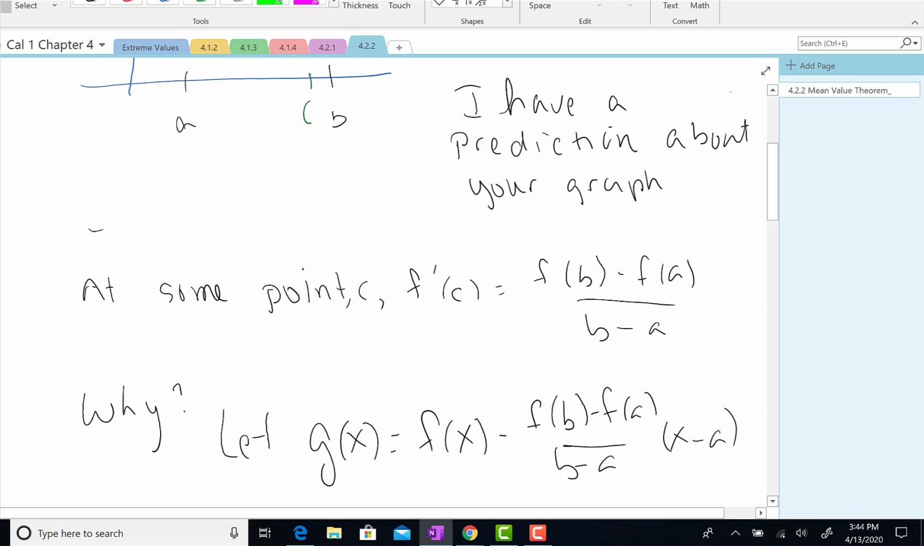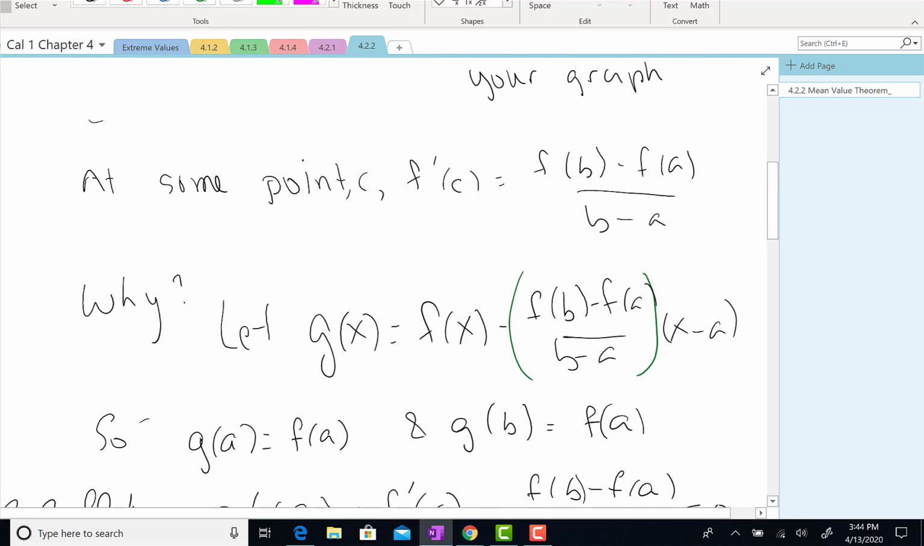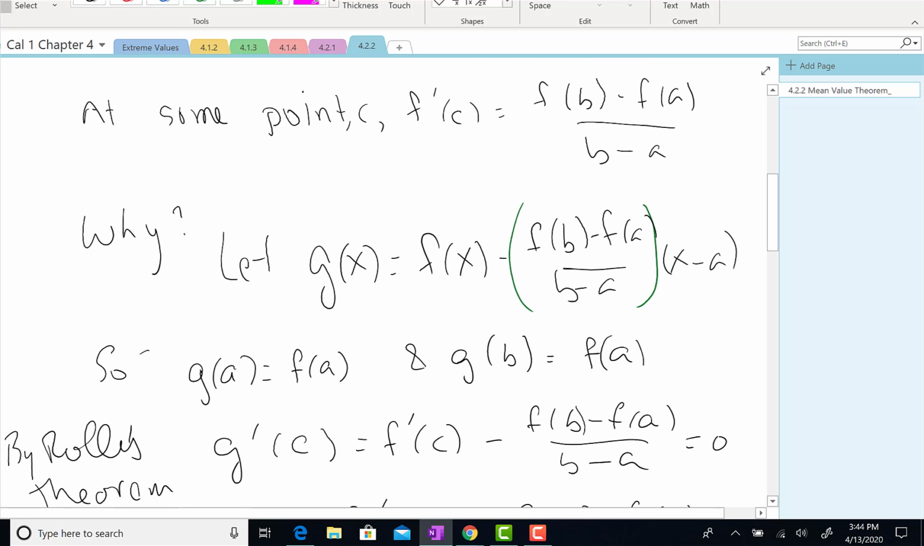If we let g of x be equal to f of x minus the quantity f of b minus f of a over b minus a times the quantity x minus a. So f of x minus some number, that f of b minus f of a over b minus a, the slope of the secant line, times the quantity x minus a. If we check the value of g at x equals a, we plug in a for x, this would be a minus a, that part would be 0, and we would be just left with f of a.